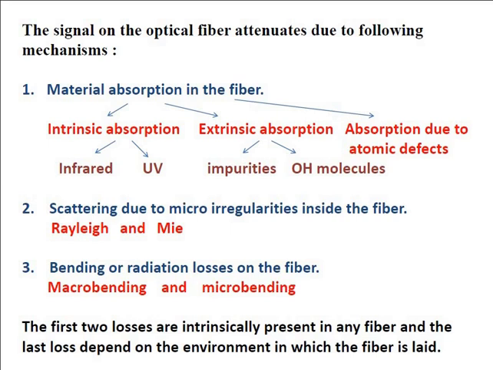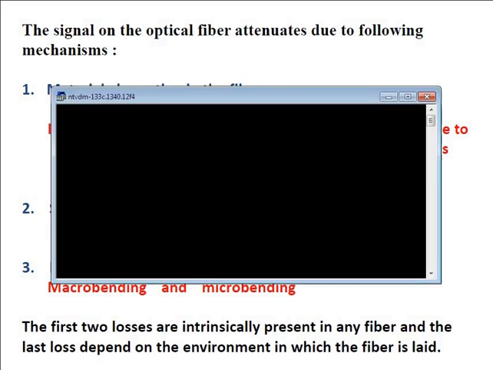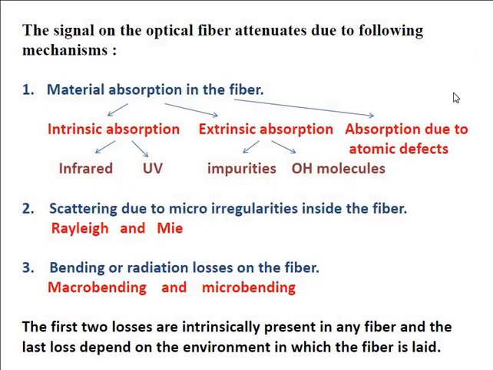Okay, so what are the basic attenuation mechanisms? The basic attenuation mechanisms are absorption, scattering loss, and then the bending loss of the fiber. First of all, coming under absorption, it is divided into three types. One is intrinsic absorption, extrinsic absorption, and another one is the absorption due to atomic effects. Under intrinsic absorption, I want to discuss the absorption due to infrared rays and UV rays. Next, extrinsic absorption: the amount of impurities and water molecules.